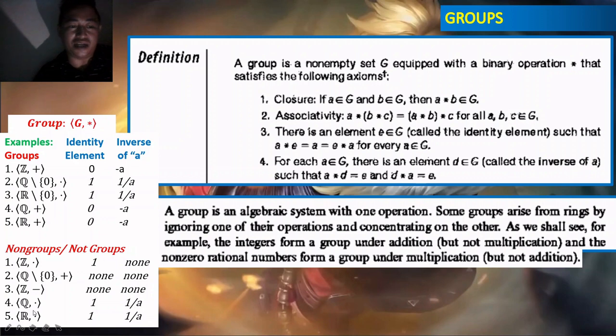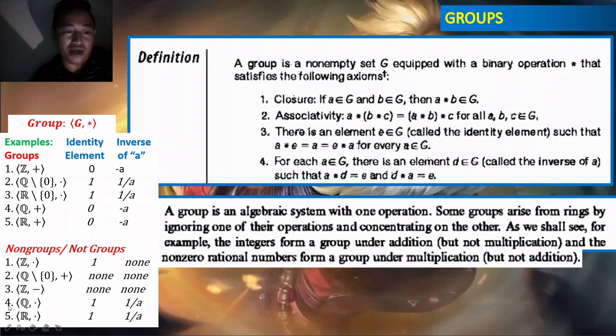Next, 4 and 5. These two are the same, Q and R. This is the set of rational numbers and the set of real numbers under multiplication. They have the identity element 1, and the inverse is 1 over a. But there is one element that has no inverse, which is 0. There is no inverse for 0, because the inverse 1 over a would be 1 over 0, which is undefined.